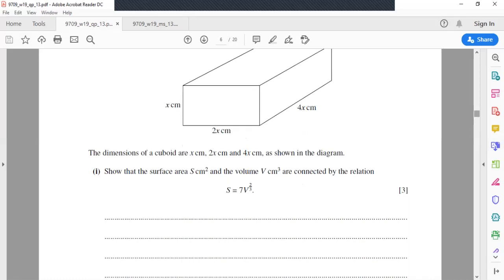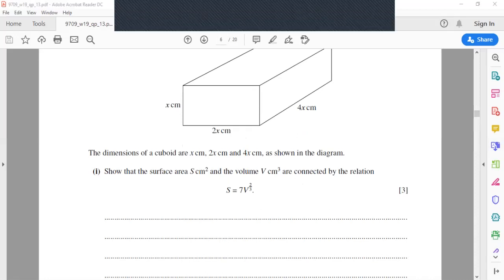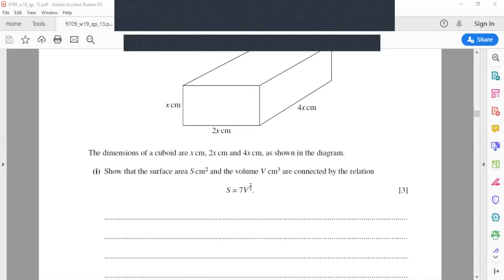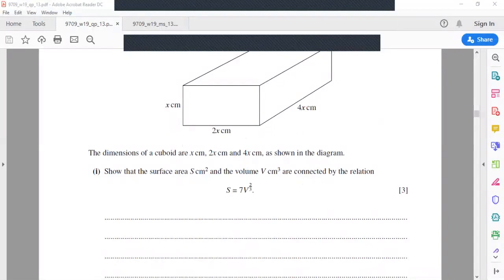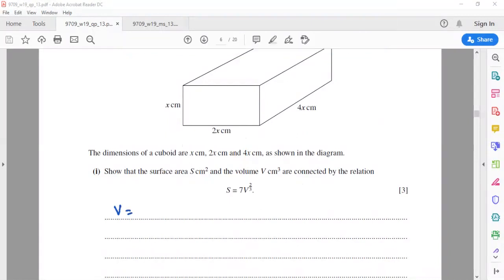And in this question, he says that the dimensions of a cuboid are this, and this. Show that the surface area S and V are connected by the relation this. So let's find the volume first. And as we know, volume is length times width times height. So 4x times 2x times x, which gives us 8x cubed.